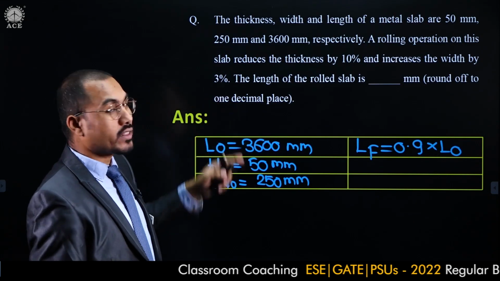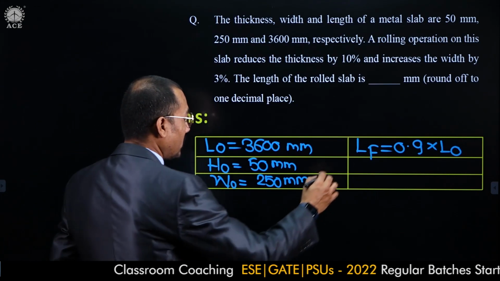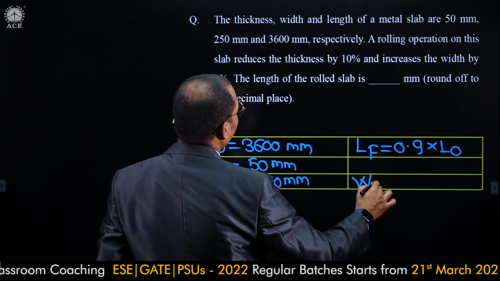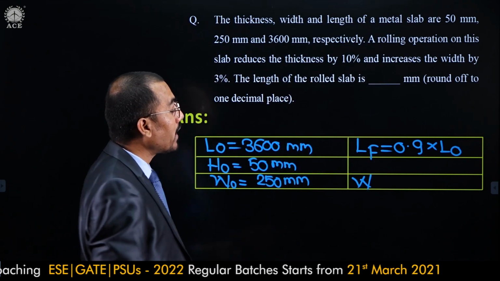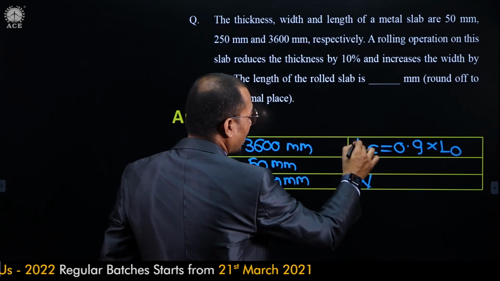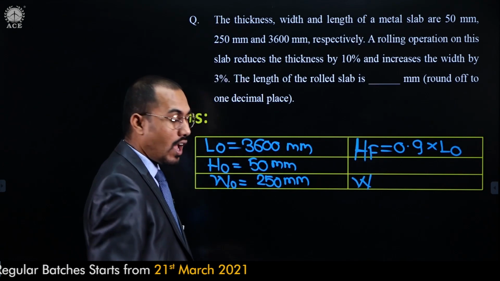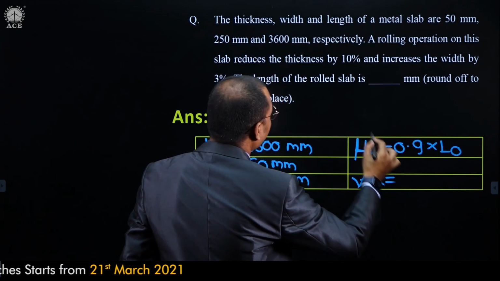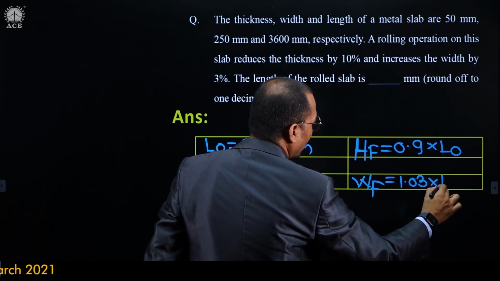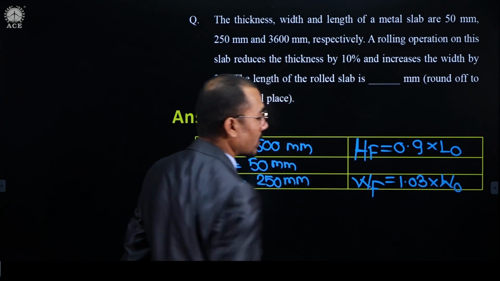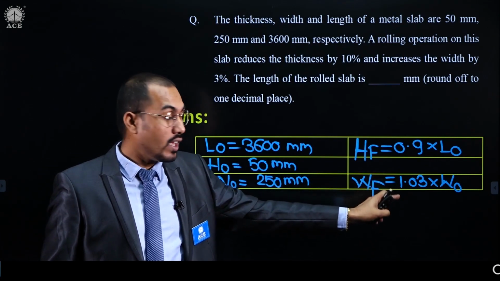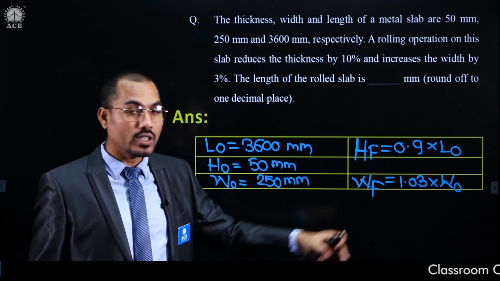And it increases the width by 3%. Width also increases by 3%. A rolling operation on this reduces the thickness by 10%, so it should not be LF, it should be HF. This is the final thickness, and the final width is equal to 1.03 times the original width W naught, because it increases by 3%. So the final width will be 3% more, that is 103%, 1.03 multiplied by W naught.